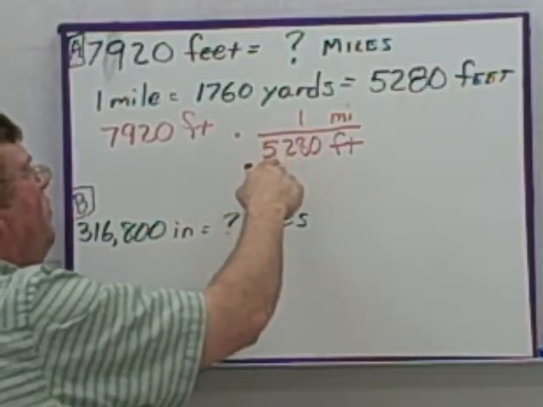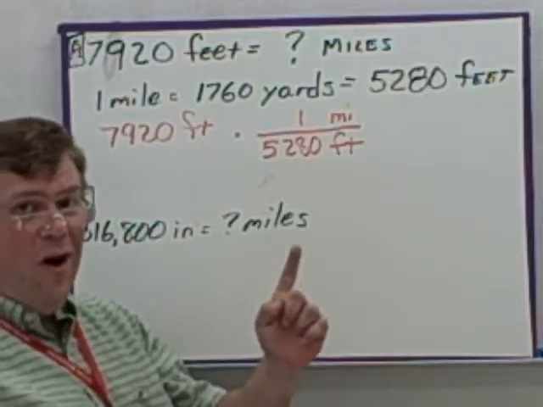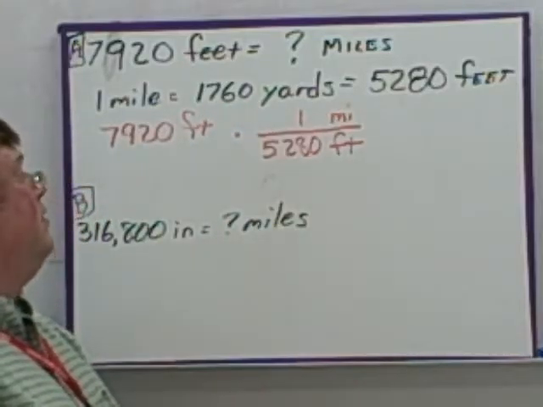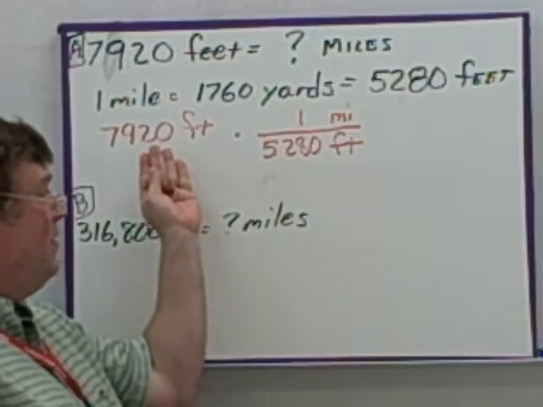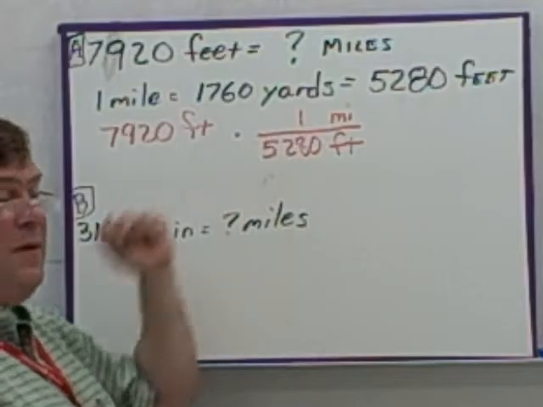So 1 mile equals 5,280 feet. When I multiply these, I'm multiplying by 1. I'm actually multiplying by 1. It'll get rid of everything here, while keeping this the same value. However, it's going to change it from feet to miles.